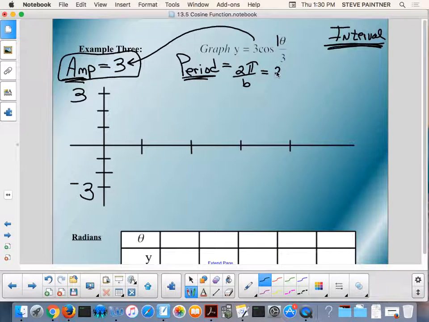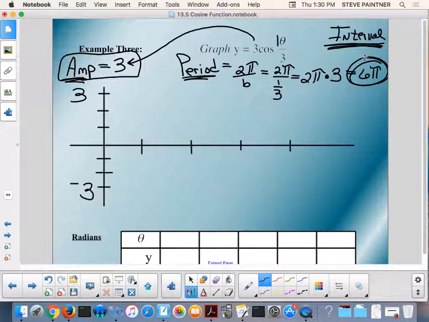So the B value is 1/3, right? So that's what could have got you. So you take 2 pi divided by a fraction. No, we're not doing that. We're going to take 2 pi and what? Take it times its reciprocal, which is 3 over 1, or just 3, which is your period is 6 pi.